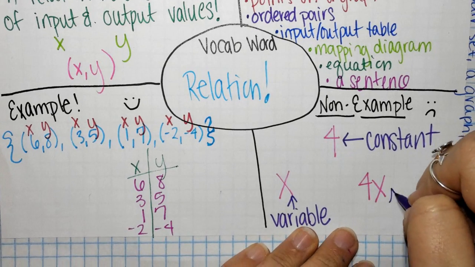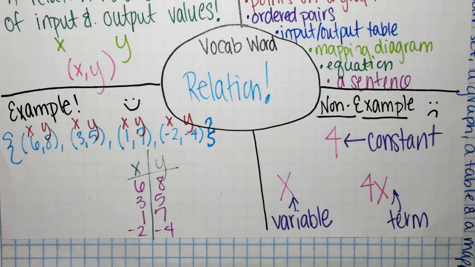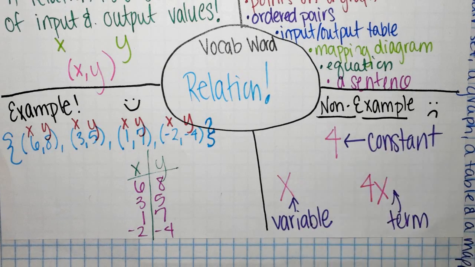All right, this is called a term. Remember when we talked about those? And 4 is the coefficient. Good job. So these are our non-examples. Now, today we're going to practice representing them. We are going to show them in two ways: as an input-output table and an ordered pair. So everybody finish writing so we can go to the next page.